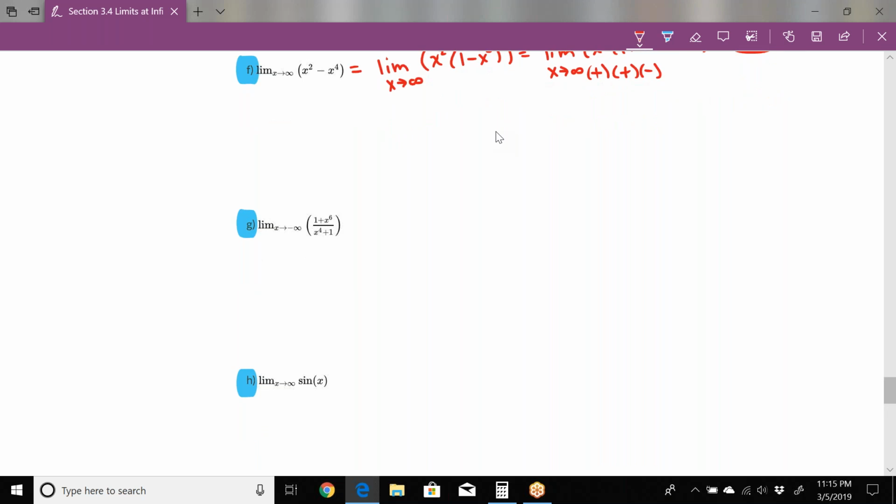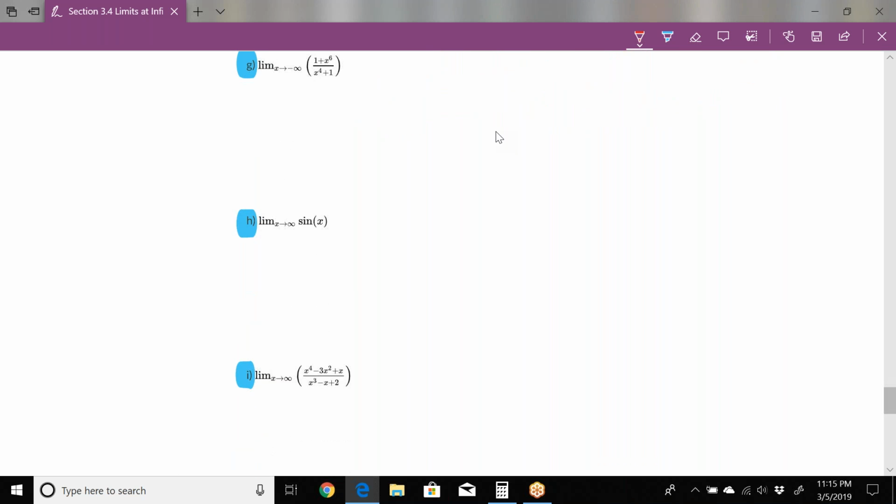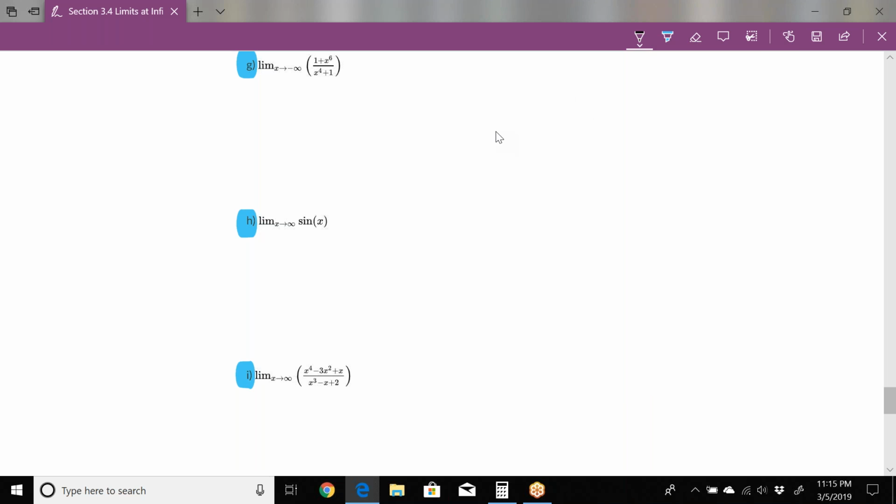Okay, so what other ones did I want to do? Let's look at this guy right here. So this is the limit as x approaches negative infinity. This one does have the fractions, so we can divide by the highest power in the denominator. We can use that trick to try to use that theorem.